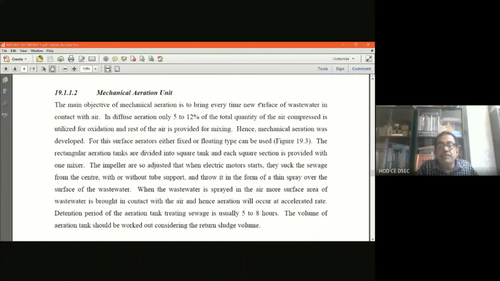Then the wastewater is sprayed in the air so that the voluminous surface wastewater could come in contact with the air. So more surface area of the wastewater is brought in contact with the air. That is the facility in this mechanical aeration system, and the aeration will occur at an accelerated rate.